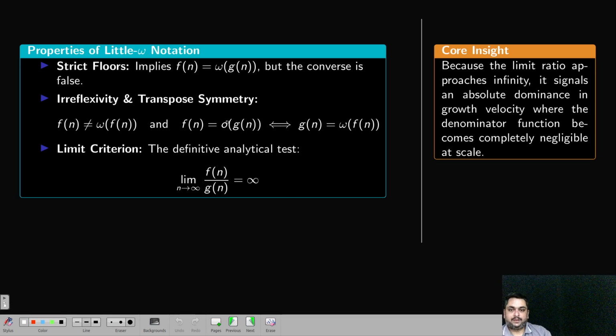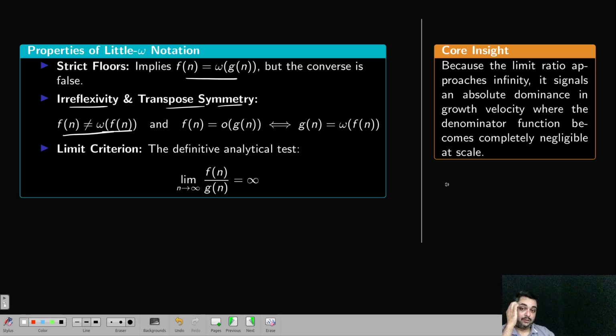So now how will you find it? Again the same properties, which are already defined: irreflexivity and transpose symmetry. So again it is not reflexive, because I told you already, they are not equal. You cannot say they are equal, then I could say it both ways, reflexive.